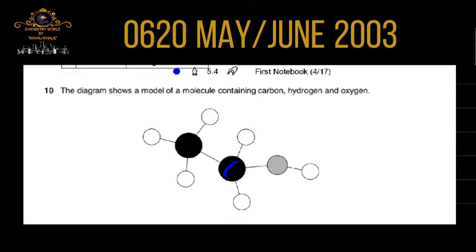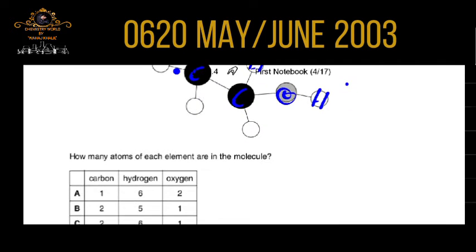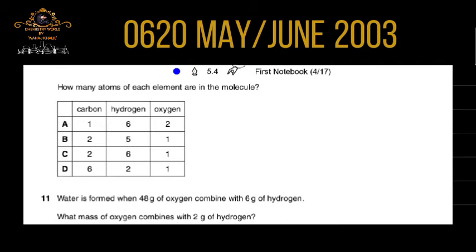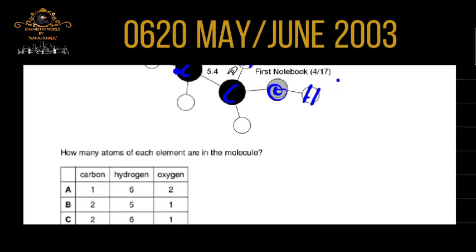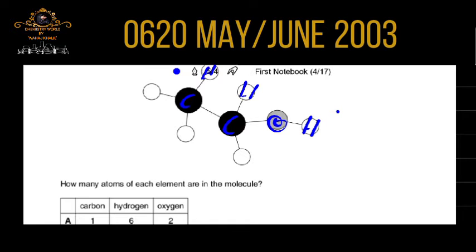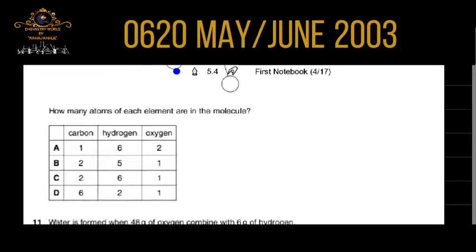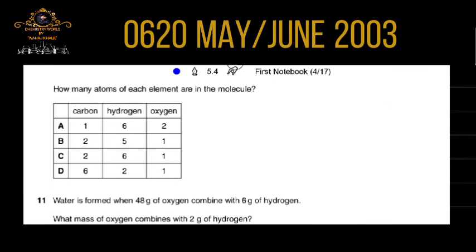Now the diagram shows a model of a molecule containing carbon, hydrogen and oxygen. So the black one is carbon, I think. Hydrogens are here, and this is oxygen. It means that it is a molecule of an alcohol containing 1, 2, 3, 4, 5, 6 hydrogens, 2 carbons and 1 oxygen. How many atoms of each are present? 1 oxygen, 6 hydrogen and 2 carbon. Option number C.